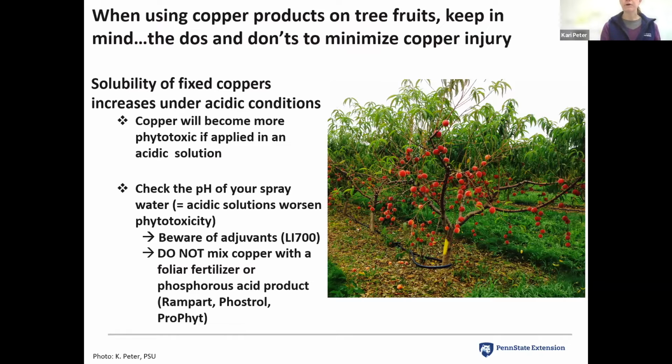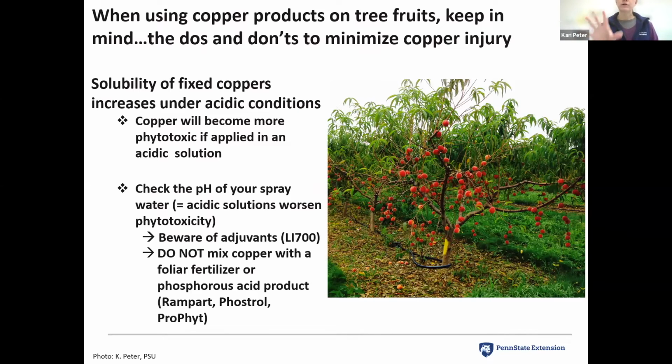When you're using a copper, knowing that it increases its phytotoxicity under acidic conditions, you don't want to be adding any adjuvants that make it acidic, like LI 700. Preferably, I don't want to have any adjuvants added to copper, because I feel like you might be playing with fire. You don't want anything penetrating or working any better than it has to, because when it does, it means it's going to be killing plant cells. Another thing to be mindful of is adding something to your copper that will allow it to better penetrate, like adjuvants or a foliar fertilizer.